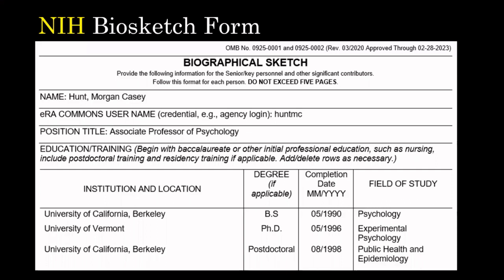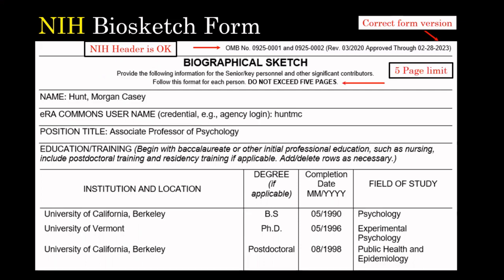So what does an NIH Biosketch form look like? Here's an example. As you can see, the things that we always want to check for: is the NIH header okay? Is our BioSketch form relevant, or has it expired? Always make sure that the date is still current. You can see right there, we have the correct form version because it will expire on 2/28/2023. And then always note the page limit. So 5 pages. This is very important.